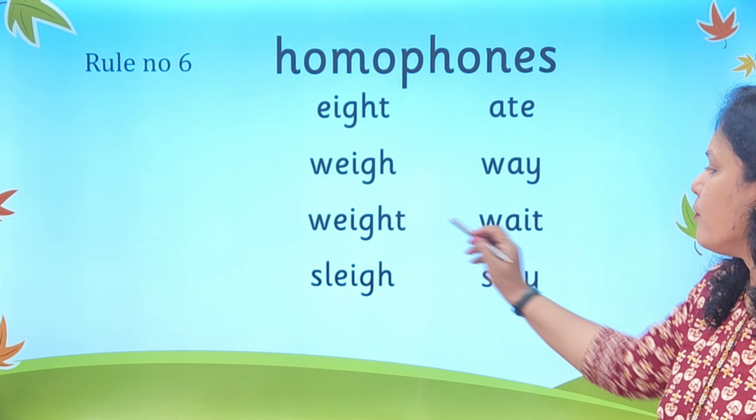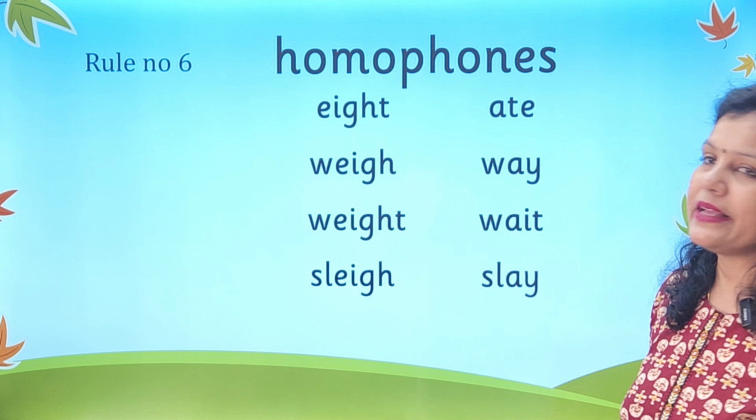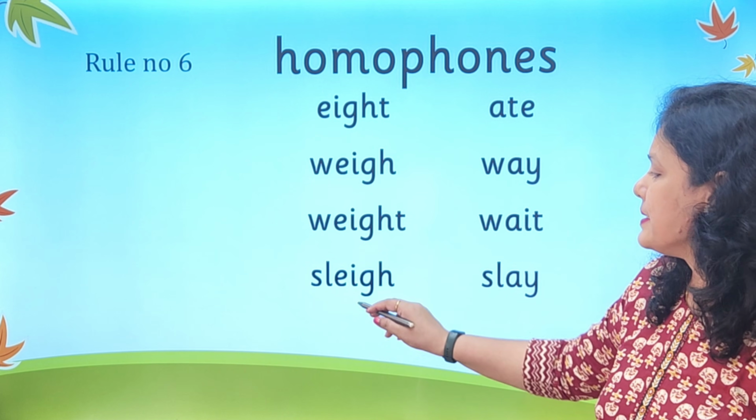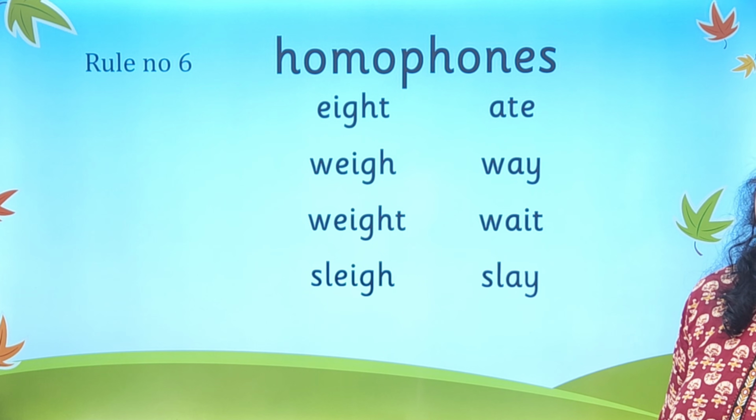So similarly, we have wait and weight. This will be as a part of a spelling rule, but this will be as a part of a tricky word. Similarly, slay is a part of a spelling rule, but sleigh is not a part of a spelling rule and we have to learn it. We have to do it as a part of a tricky word.